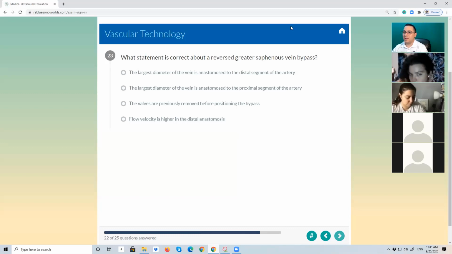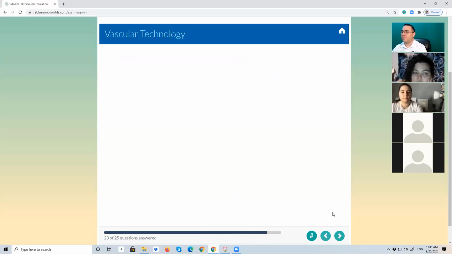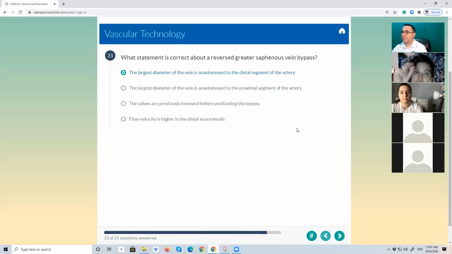That's the answer in here. Very good. So it's not flow velocity. Doesn't it go faster where the diameter is smaller? Yeah, which is going to be now proximal, and then distal. The velocity is just going to be low in the beginning, but later the velocities are going to be higher. Oh, so it wouldn't be flow velocity is higher in the distal anastomosis.